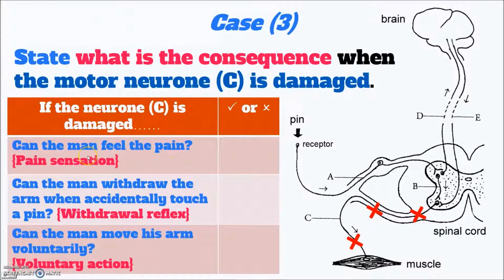But the point is, can the man feel the pain? Of course, yes, because neuron A is intact, and neuron D is also intact, so he can feel the pain. But can he withdraw his arm by the withdrawal reflex? The answer is of course no, because the ABC reflex arc is not complete. So that's why he cannot withdraw his arm by the withdrawal reflex.